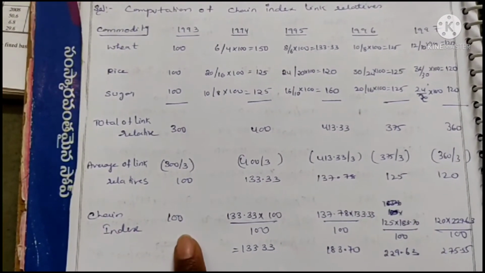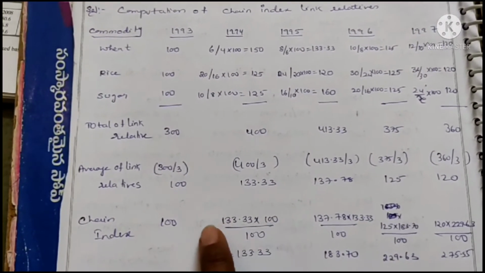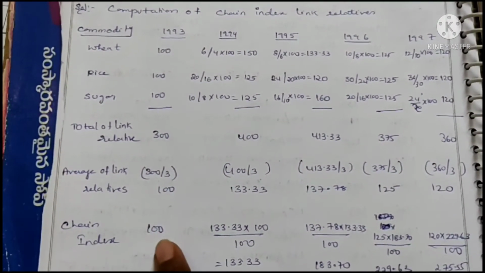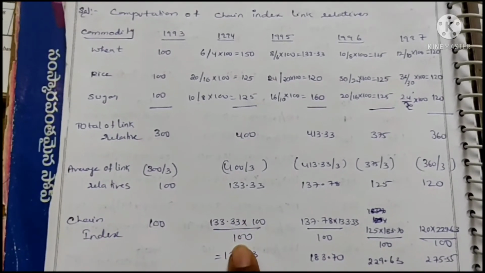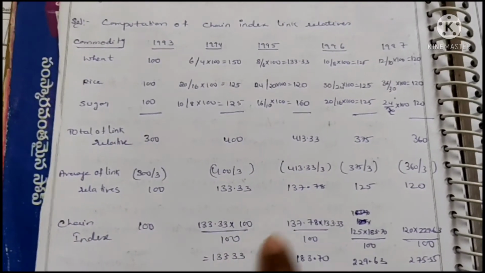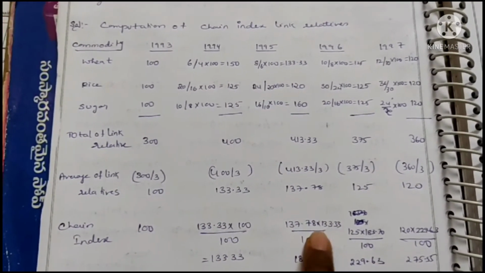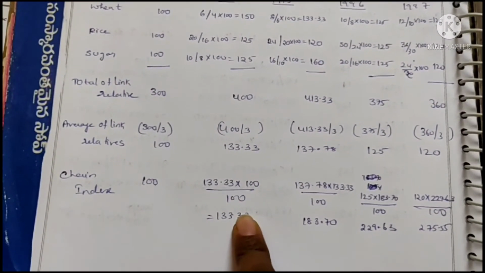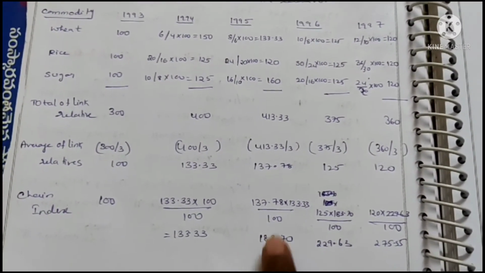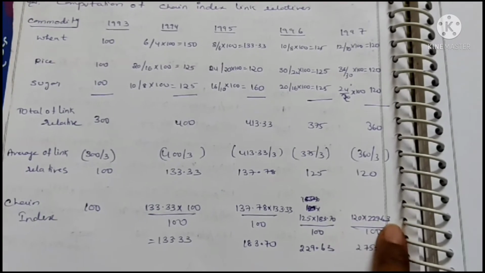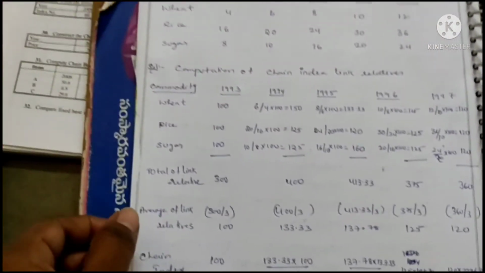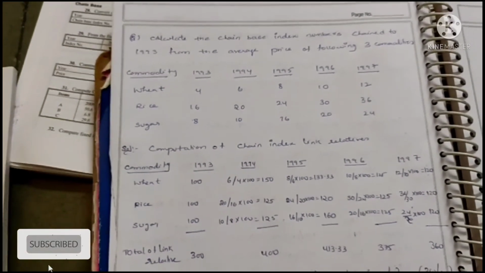First, as usual, we take 100. For calculating the chain index, the formula is current year link relative into previous year chain index divided by 100. Once again, current year link relative into previous year chain index 133.33, divided by 100. Similarly for each following year. So these are the values you got. This is it regarding the chain index, the conversion to the chain index.